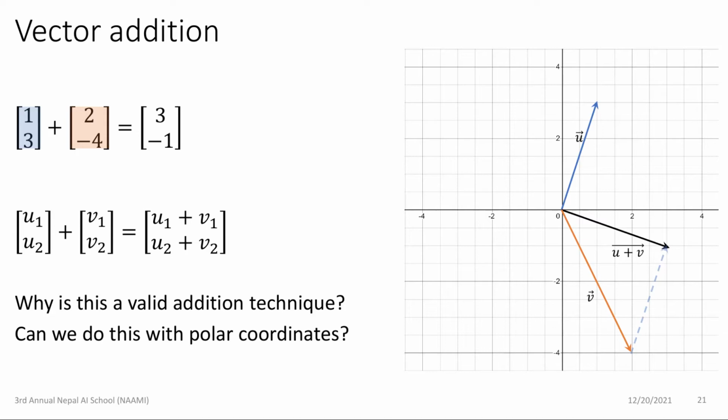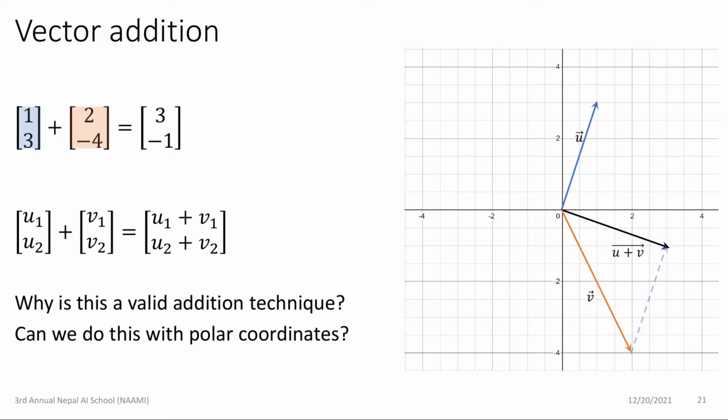Vector addition is very simple. You just add the corresponding entries of a vector. For example, we have a vector 1, 3 and another vector 2, minus 4. If you want to add these two, we add the first components together. So 1 plus 2 will give you 3, and 3 plus minus 4 will give you minus 1. Negating vectors is basically the same thing. It's like just putting minus inside this column.